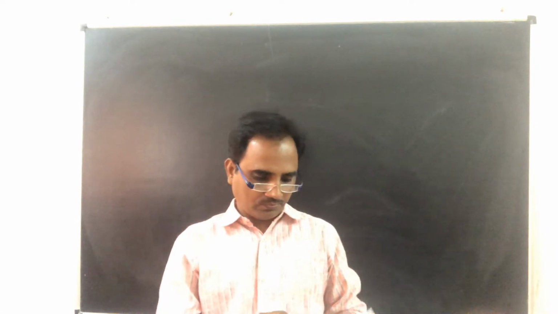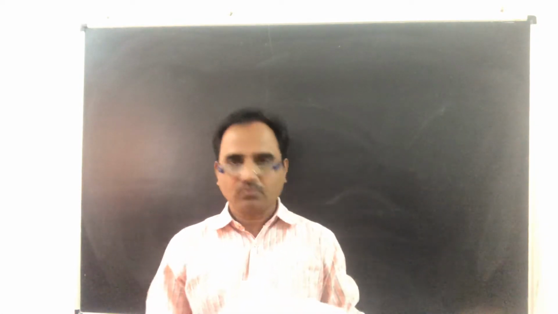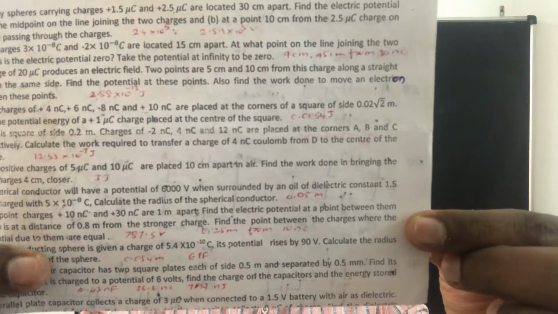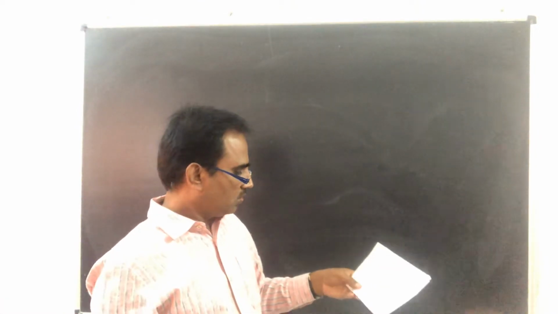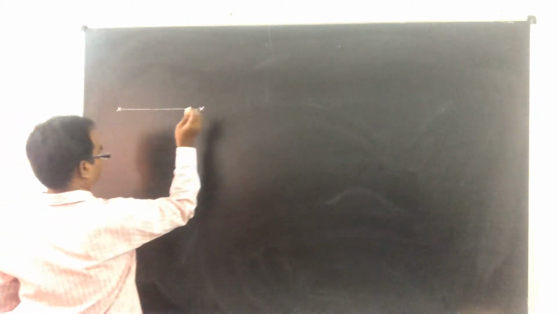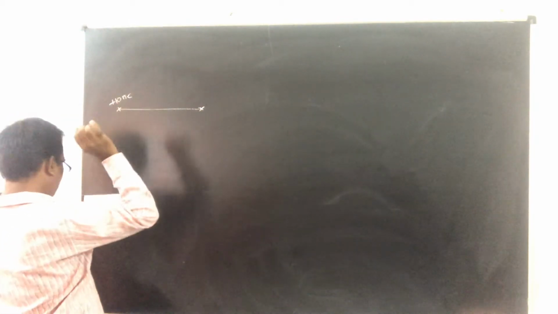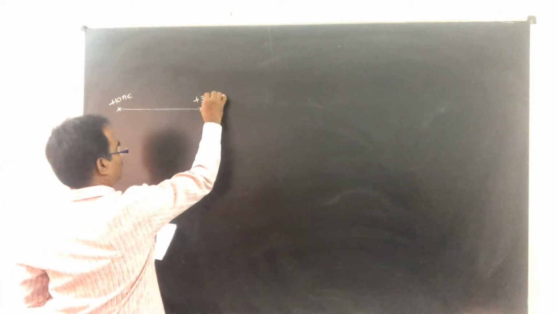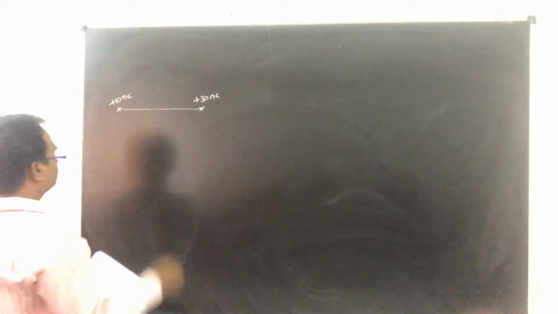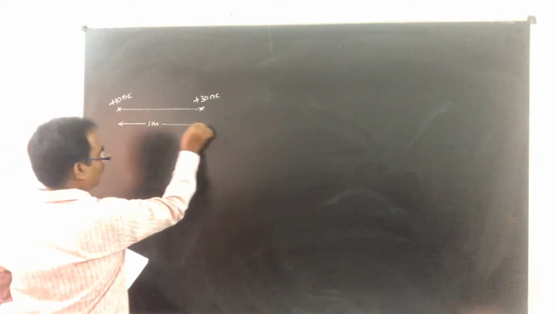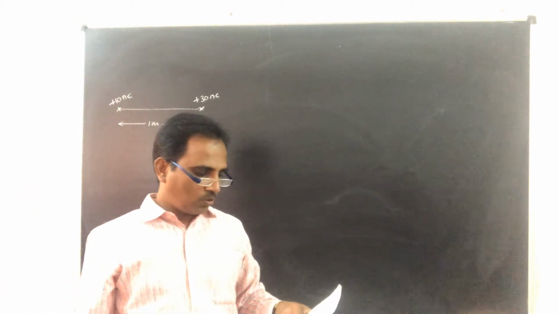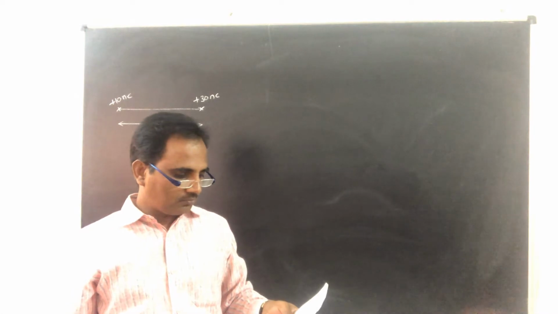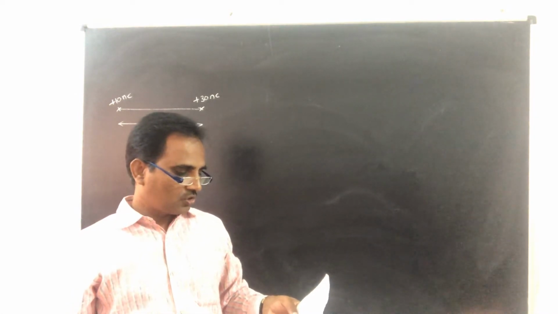This is the eighth problem. There are 2 point charges, plus 10 nanocoulomb and plus 30 nanocoulomb, 1 meter apart in air. Find the potential at a point between them at a distance 0.8 meter from the stronger charge.